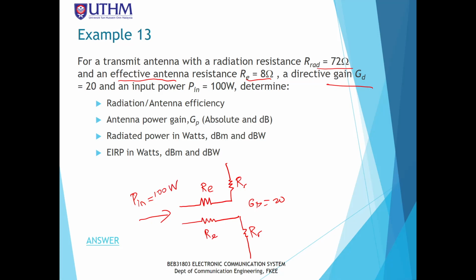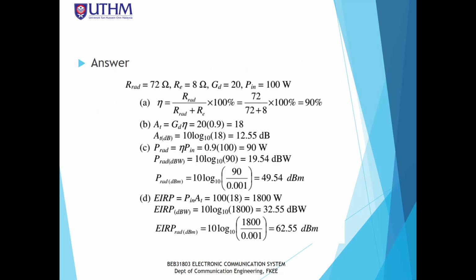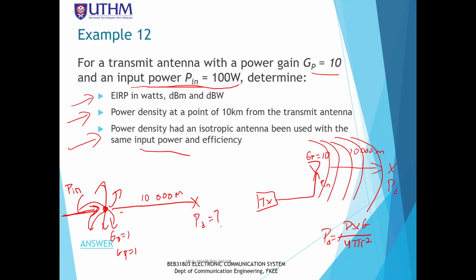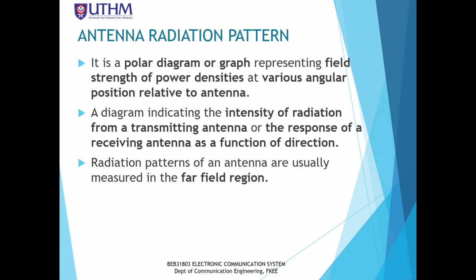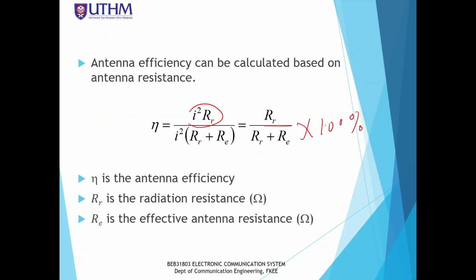Now the question asks, find the radiation efficiency, or antenna efficiency. How to do that? Antenna efficiency, we can find using the resistance value. You can see this from the previous slides. I go back to the previous slides to show you the efficiency based on the resistance value. Antenna efficiency is equal to RR, radiation resistance, divided by radiation resistance plus effective resistance.